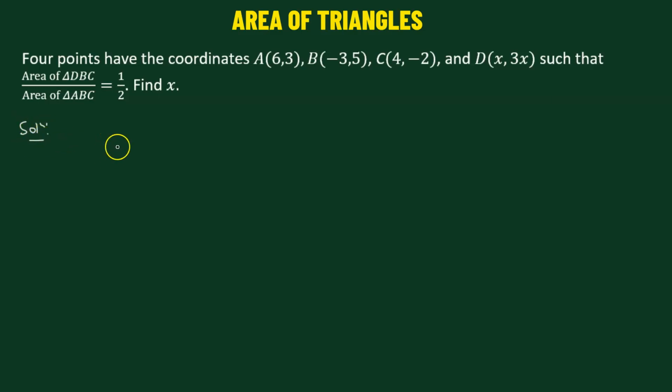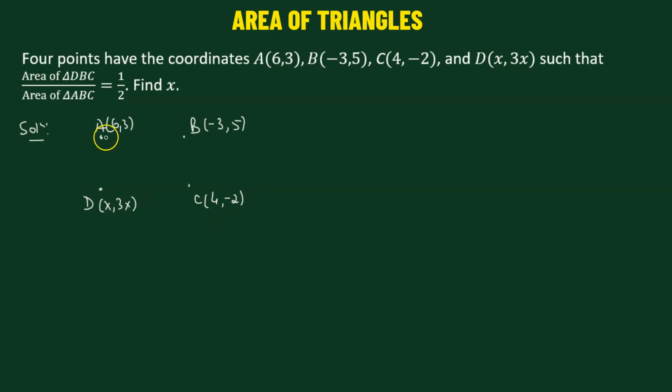So let's say we have 4 points, point A, point B, point C and point D. Now A has the coordinates 6, 3. B has the coordinates -3, 5. C has the coordinates 4, -2 and D has the coordinates x, 3x.